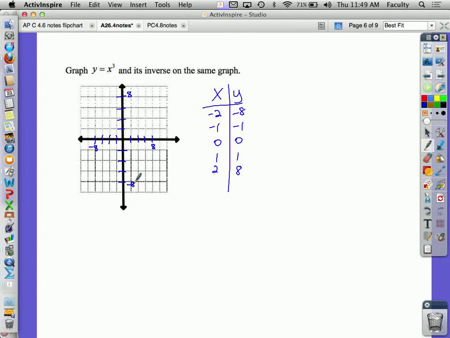So if I want to plot negative 2, negative 8, I go left 1 and down 4. But when I do negative 1, negative 1, that's only left a half, down a half. So this is the one that looks sort of like a snake. Okay, so there's your x cubed. Remember our end behavior.